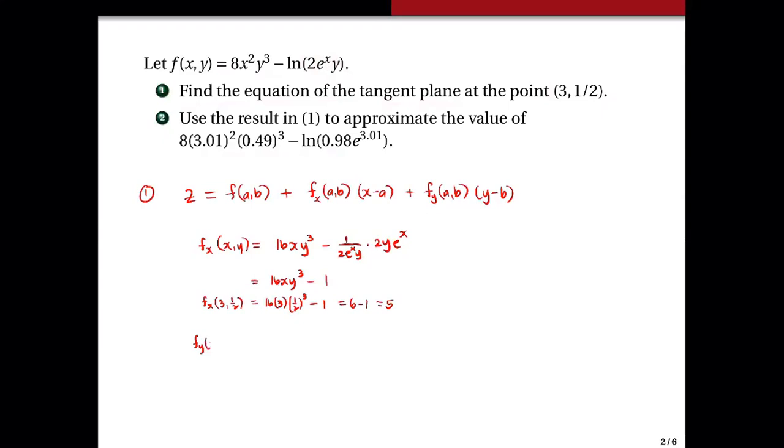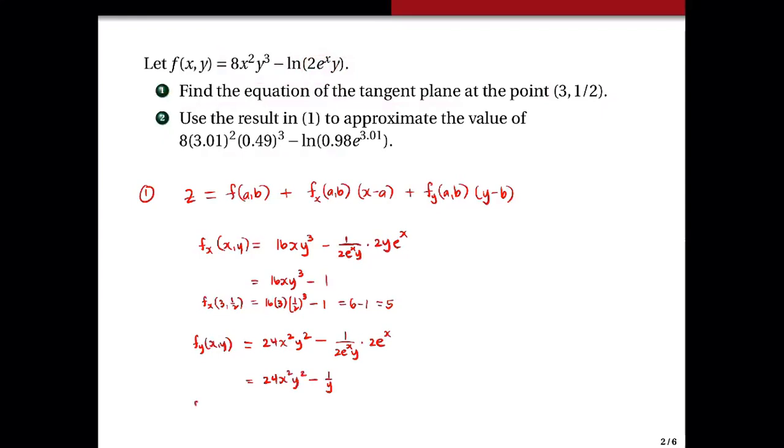Next, let us get f sub y of x, y. So this time, we are differentiating with respect to y. We treat x as constant. So if we get the derivative of this with respect to y, we will then have 24x squared y squared. And then for this guy, since the argument contains the variable y, we get the derivative of this, and we treat e to the x as constant. So we will have minus 1 over 2e to the xy times, by chain rule, we multiply by 2e to the x. So if we simplify this, we will have 24x squared y squared minus 1 over y.